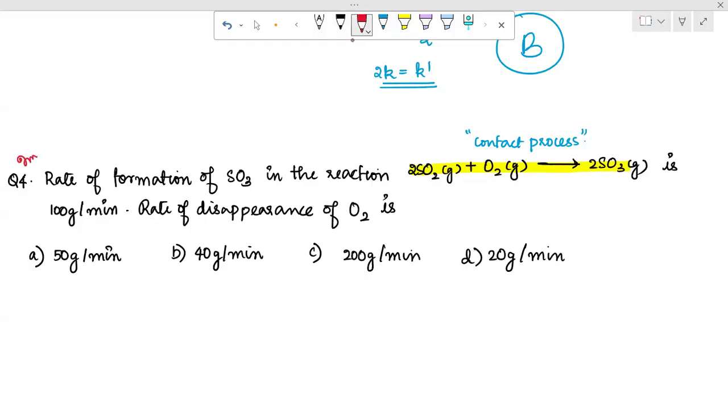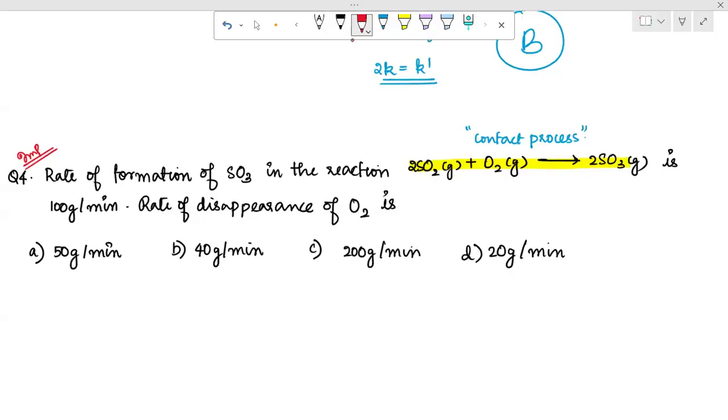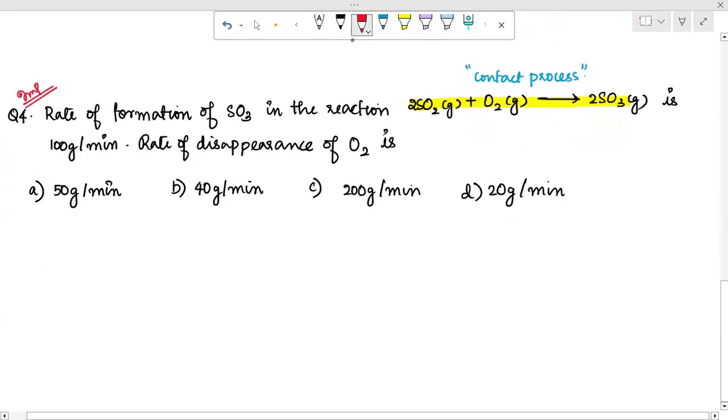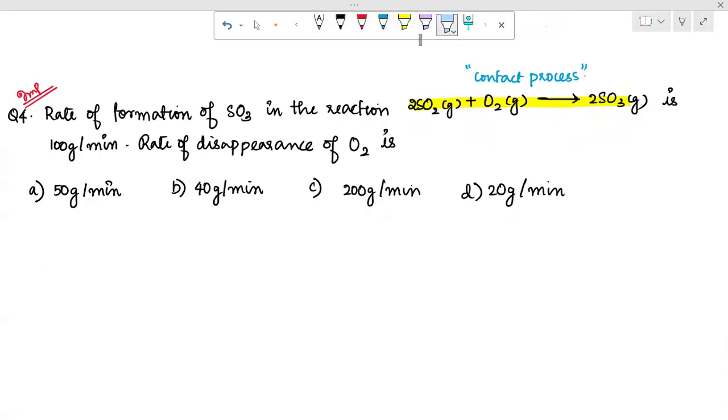Mark this question as important. Why? Because, see, one thing is this type of question has not been asked in CSIR, NET or JAM. So this question was taken from a previous question paper of JEE. But it's a very good question. You can expect such questions. So please read the question and I'll tell you what is the twist in the question. Rate of formation of SO3 is given. And can you see it is given in the units of gram per minute? That is what you have to focus upon.